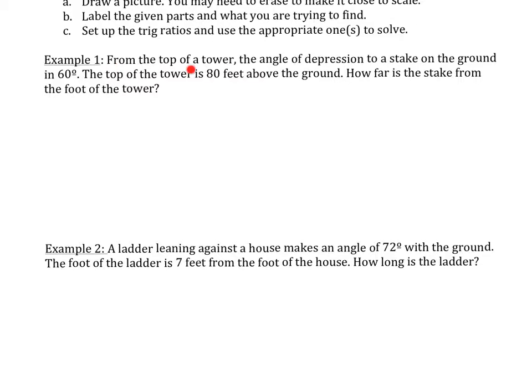All right, so let's take a gander at example number 1. From the top of a tower, the angle of depression to a stake on the ground is 60 degrees. The top of the tower is 80 feet above the ground. How far is the stake from the foot of the tower? So we've got some sort of a tower, and we have some sort of a stake on the ground. So we do have clearly a triangle being formed here. And of course, what we're trying to determine is what the relevant information is.